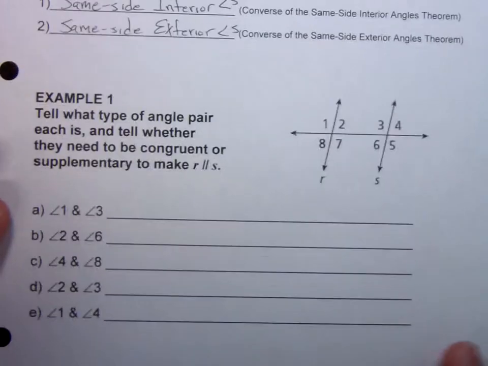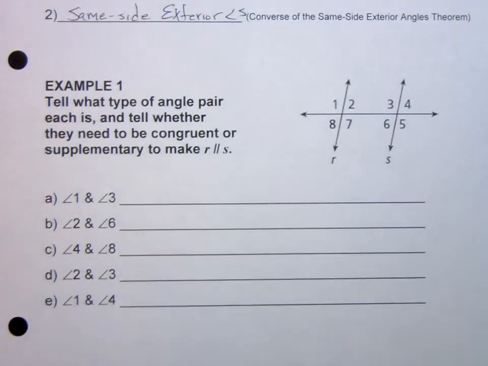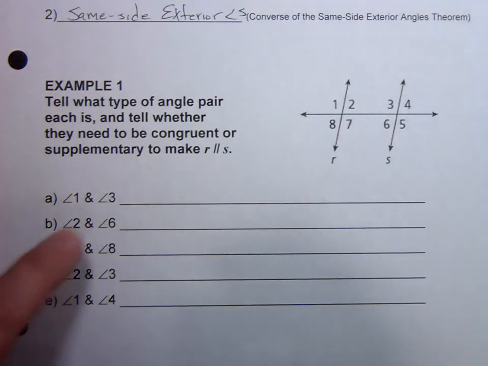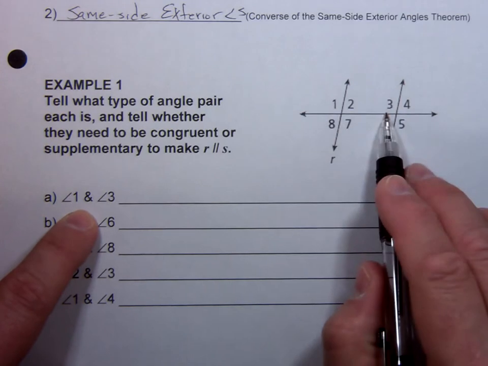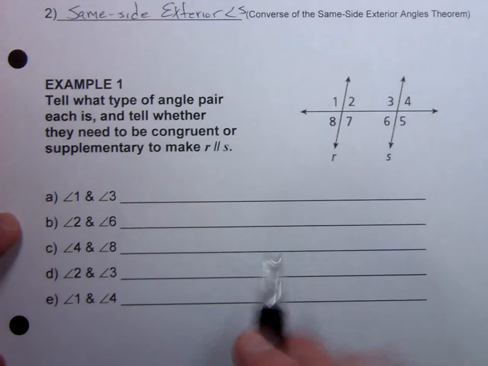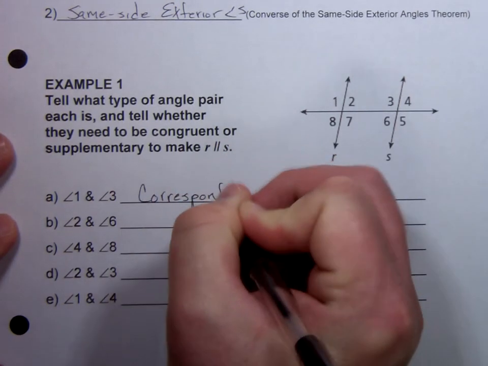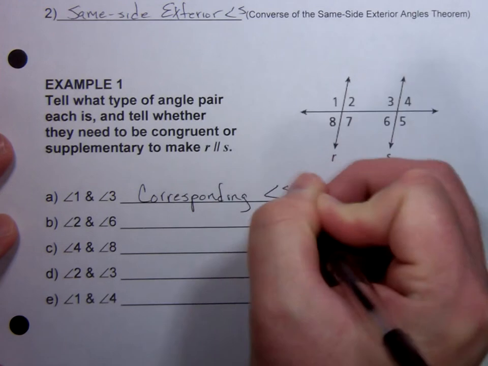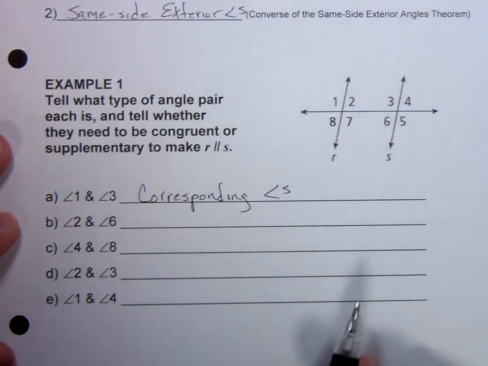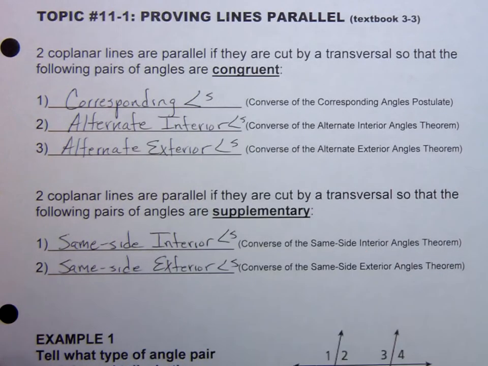Alright, let's look at example 1. Tell what type of angle pair each is, and then tell whether they need to be congruent or supplementary to make lines l and m parallel to each other. So, angle 1 and 3, top left-hand corner, same spot at the two different intersections. These are corresponding angles. And corresponding angles have to be congruent for the lines to be parallel.